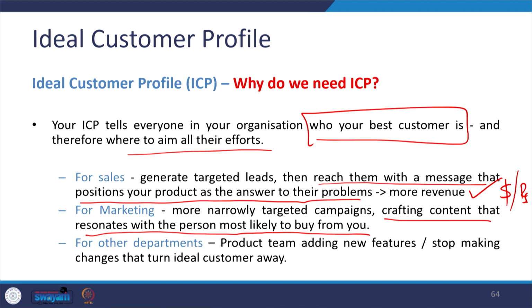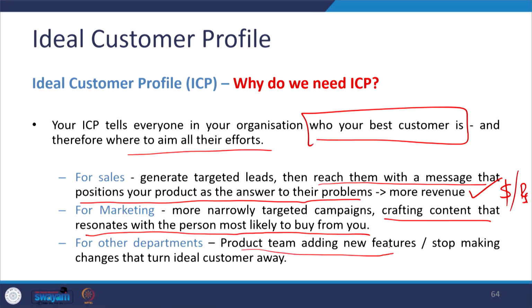And then for other departments, how is ICP important? Once your other departments know what kind of ideal customer profile a business has in mind, the product team can add new features or stop making changes that turn the ideal customer away. So once you know this is my ideal customer, if you demand something extra in a particular product or solution, you can ask your product team to work on those solutions or new features. Or if your ideal customer is not interested in one part of the product or solution, you can take a different call and get rid of those features which are actually turning away your ideal customers.